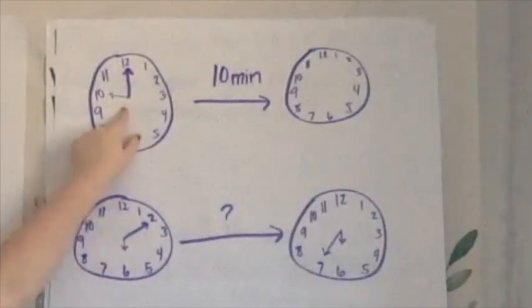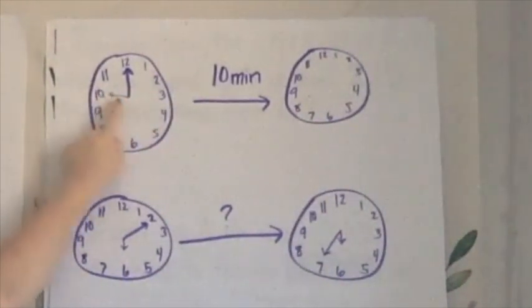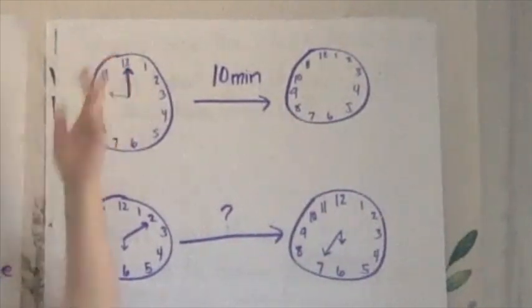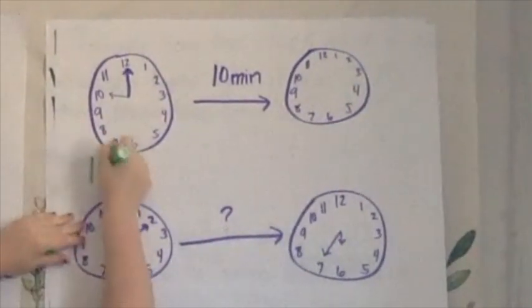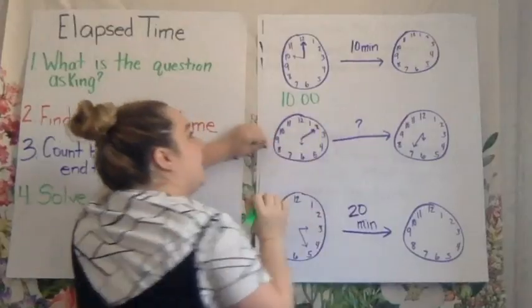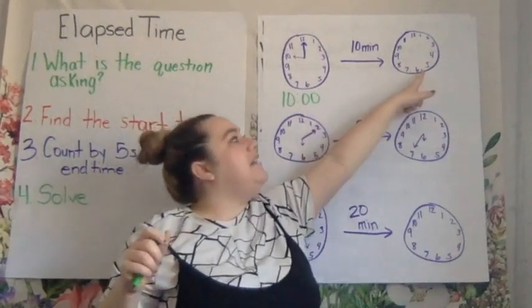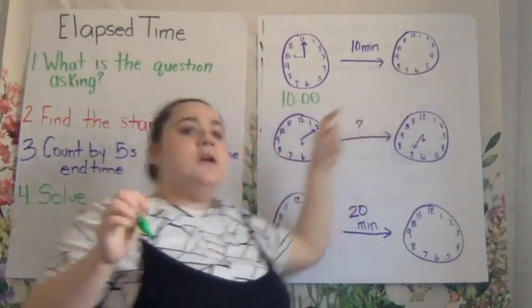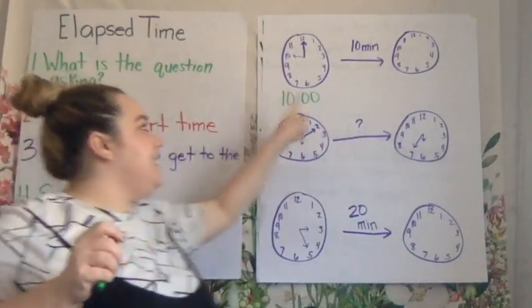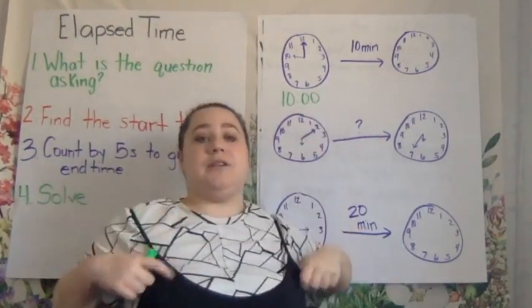So I'm looking at my first clock, and there's a little hand pointing to the 10 and a big hand pointing to the 12. What time is it? 10 o'clock. Good. It's 10 o'clock. So I'm going to also write down 10 o'clock. Then I see that 10 minutes have gone by and nothing is written on this clock yet. So my question is asking me, what time will it be 10 minutes later? That's what my question is asking me.